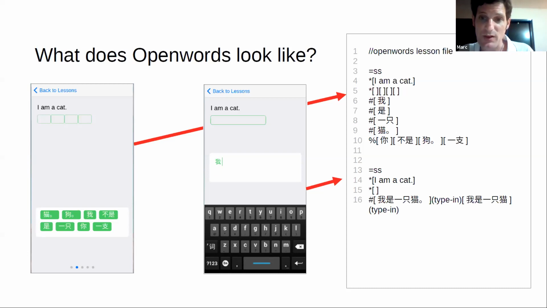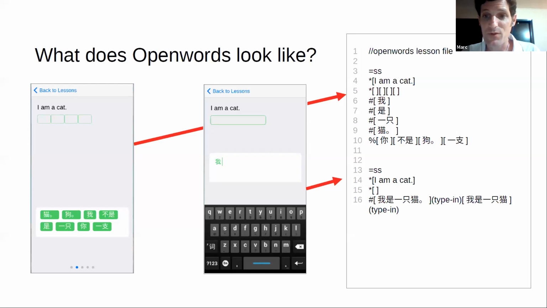We can go through the different lines. There are different elements to that problem represented in text. Simple text, I am a cat. There are blank elements, and then lines 6 through 9 are the correct answers to those blank elements, followed by incorrect answers if you want. And then on the right is almost the same problem, but slightly different.